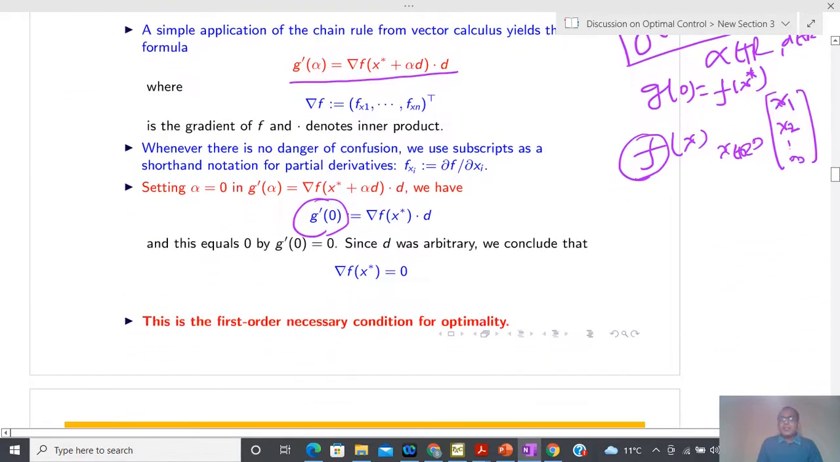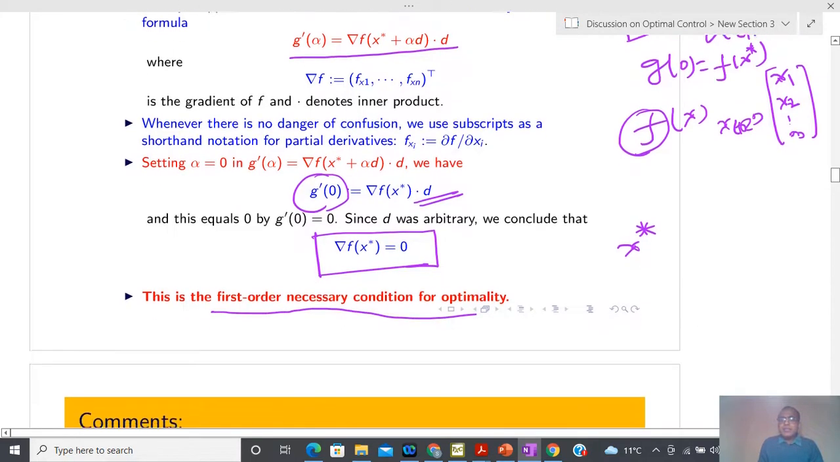Then since d is arbitrary, I can say that if this condition is satisfied, then x star, this particular point, is the optimal point, some kind of minimum or maximum point. Here I have extended this using the minimum, so I am saying that it is a minimum point, but if you put a negative sign, everything remains the same. So x star may be a minimum or a maximum, depending on the situation, and this is called the first order necessary condition for optimality.